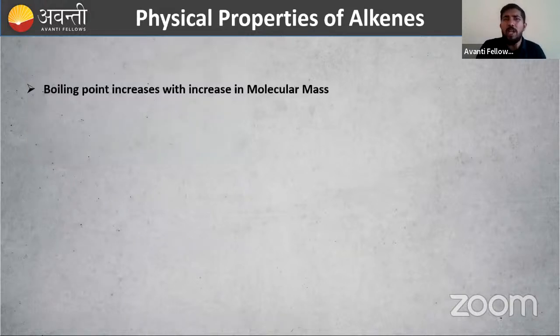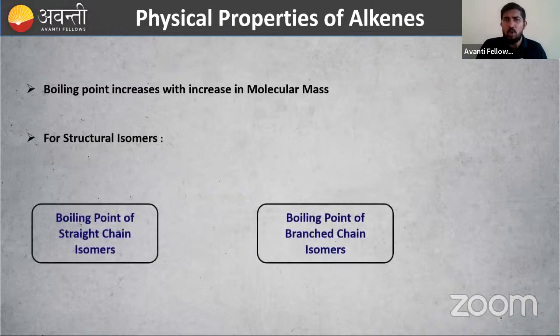Then the boiling point. What is the relation between boiling point and increase in molecular mass? Molecular mass is increasing, force of attraction is increasing, so boiling point should increase, right? Then structural isomers. We have studied this in the case of alkanes. I'm repeating the same points. I have a straight chain and a branched chain. Which one will have the higher boiling point? What is the reason for that? This point we will repeat.